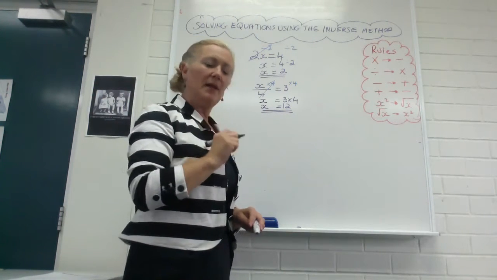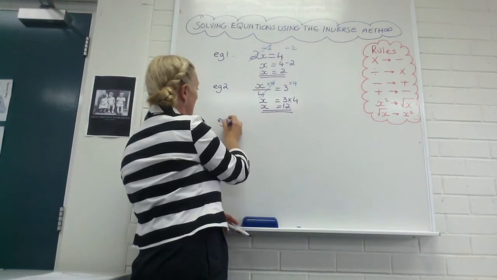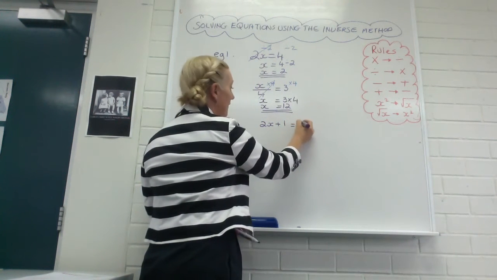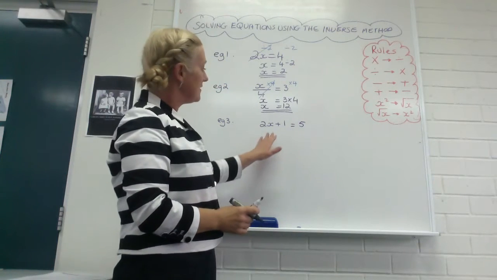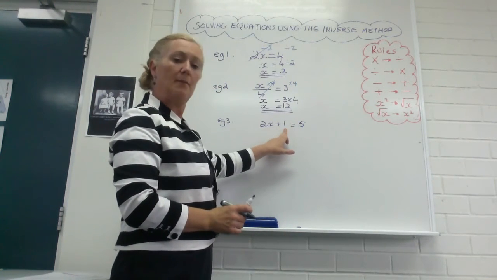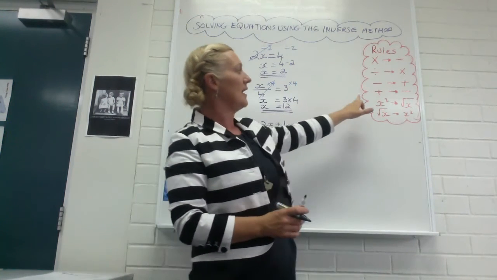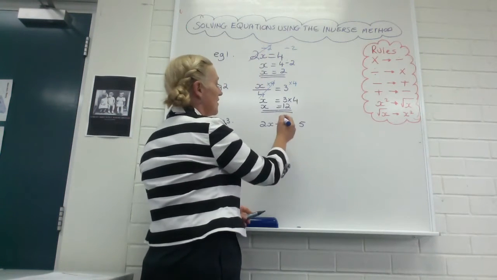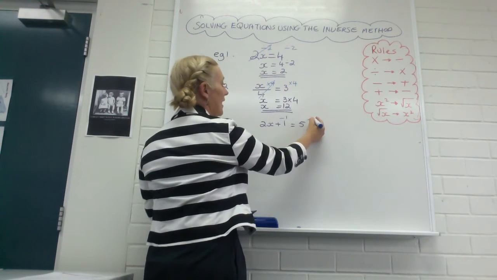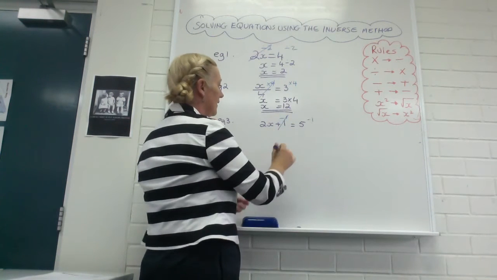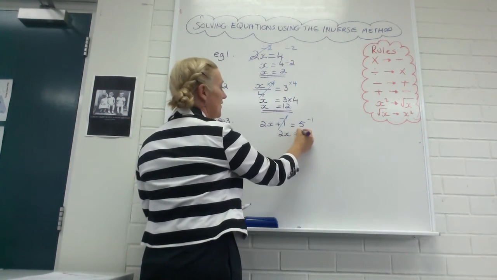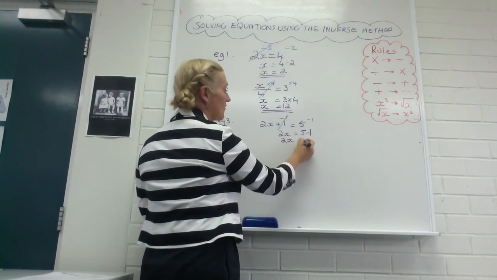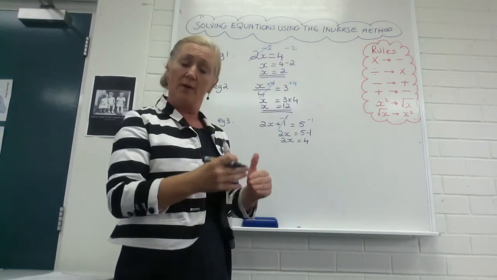Let's look at one that's a little bit harder. Example 3. 2x plus 1 equals 5. Now, the last thing we wrote down on the left-hand side was plus 1. So we look at that and we see, when we see a plus, we use the inverse method and we use minus. So now we minus 1 on both sides. That goes off, and we're left with 2x equals 5 take 1. 2x equals 4.